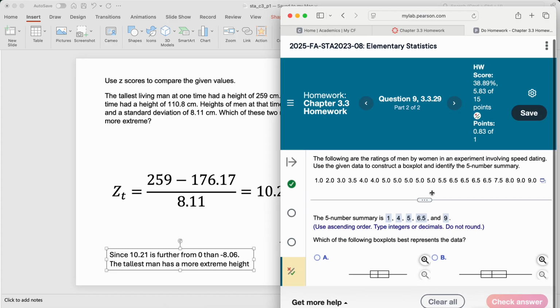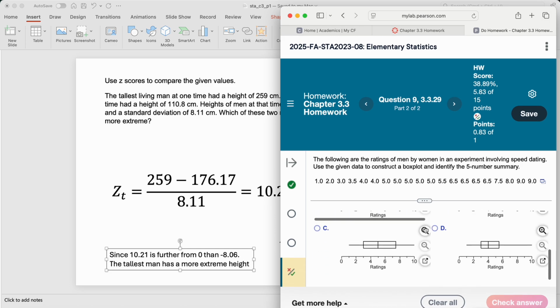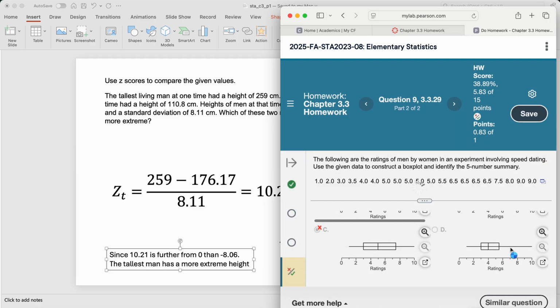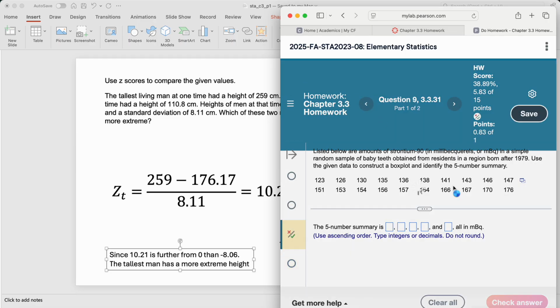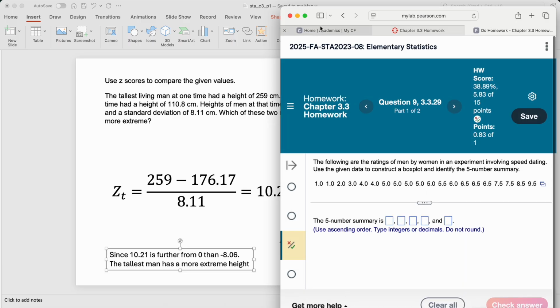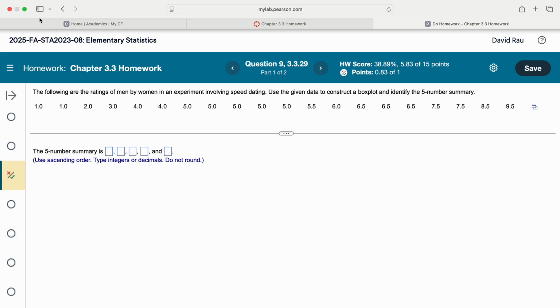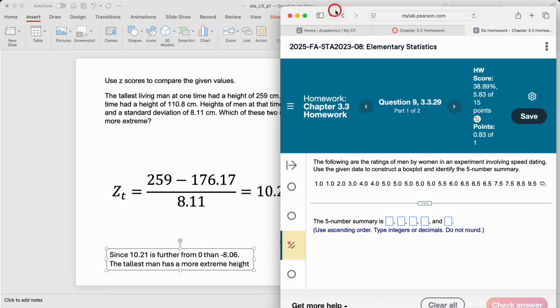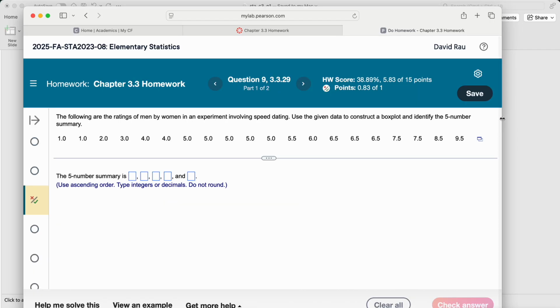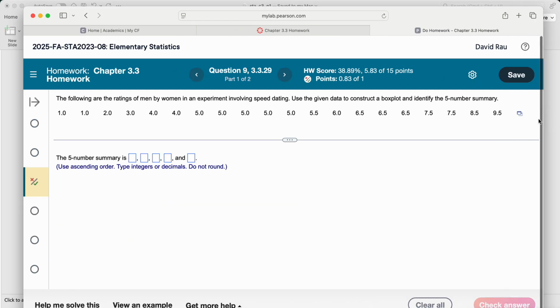And now let's settle into the box and whisker plots, and I need to go ahead and answer this at random because I already started it. And we'll go back and take a look at some box and whisker plots. Okay, so from this point, we're dealing with those box and whisker plots, and we're talking about the 5-number summary.